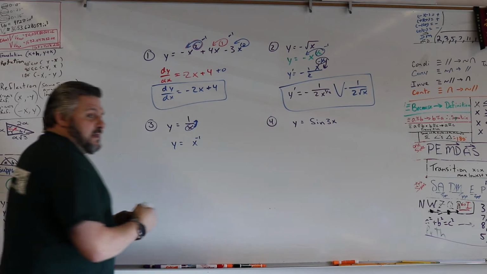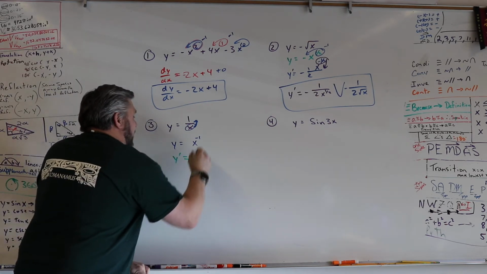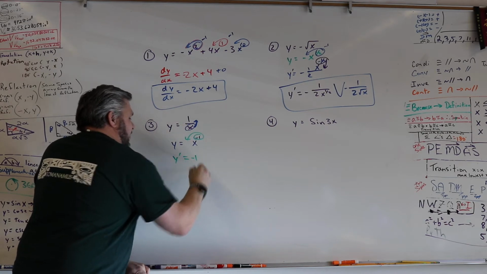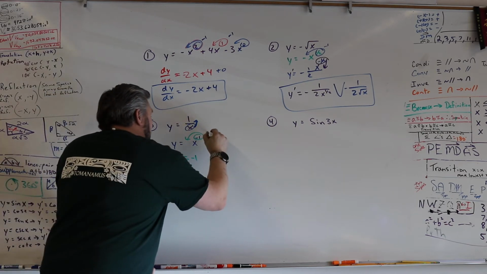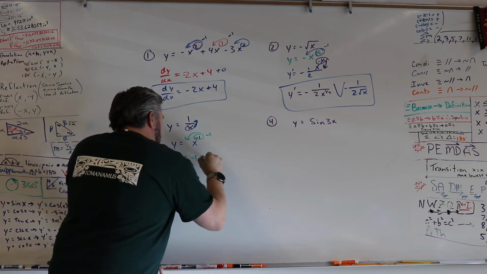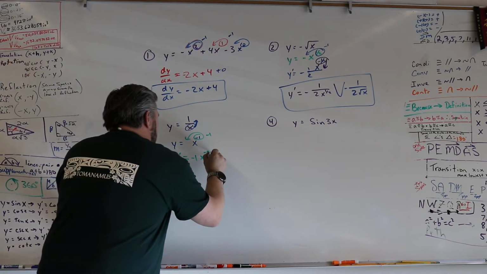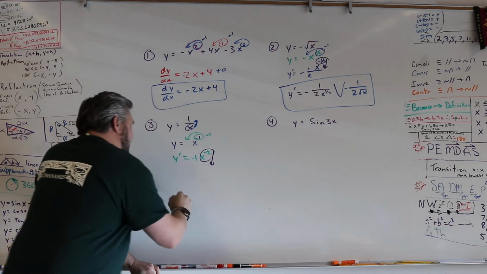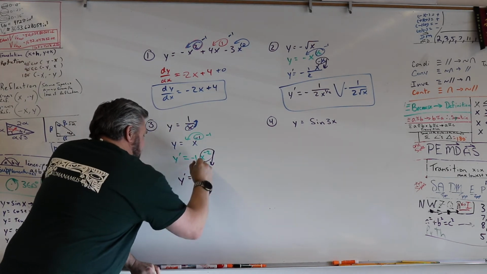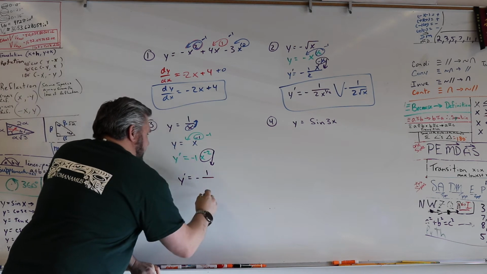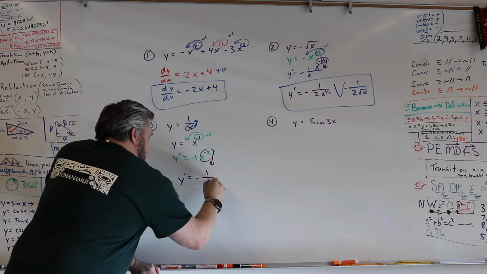Alright, so, it looked like me. Next is what? Y prime equals what? So -1 times 1 is -1, right? If I take 1 away from -1, I get -2, right? Yeah. And then if I want to rewrite that, I want to take this and bring it down, right? So y prime is actually equal to -1 over x squared.